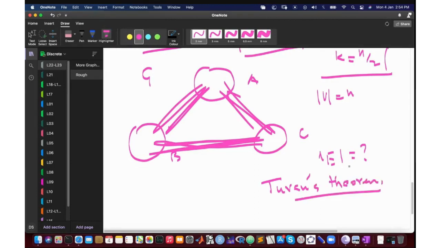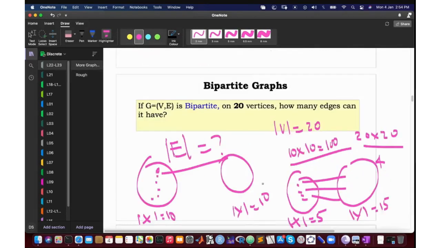He proved it for a general case. If you have m parts, let's say A1 through Am, this is an m-partite graph. There are no edges within each part. All the edges go from one part to the other parts. And how do you maximize the number of edges? The answer is obvious, but the reason for the answer is, I think, interesting. So look up Turan's theorem. All right, but yeah, your answer is correct.